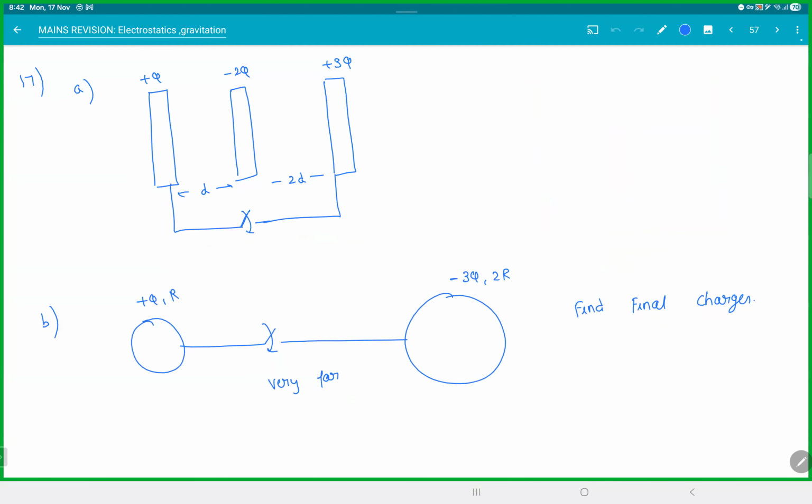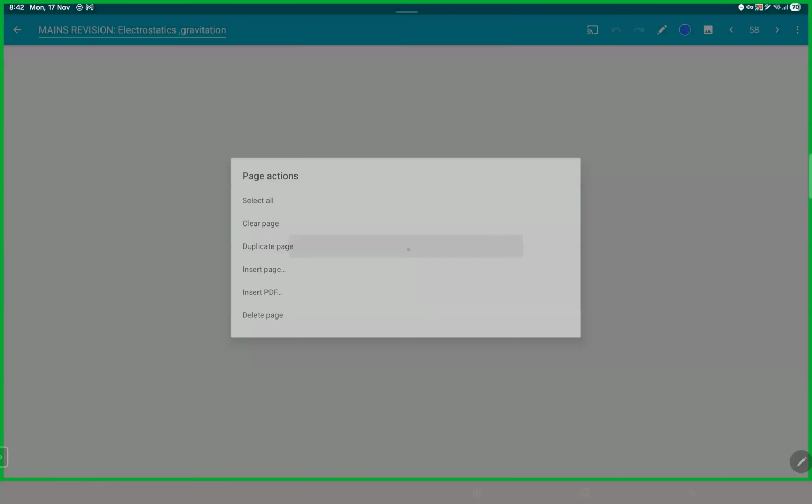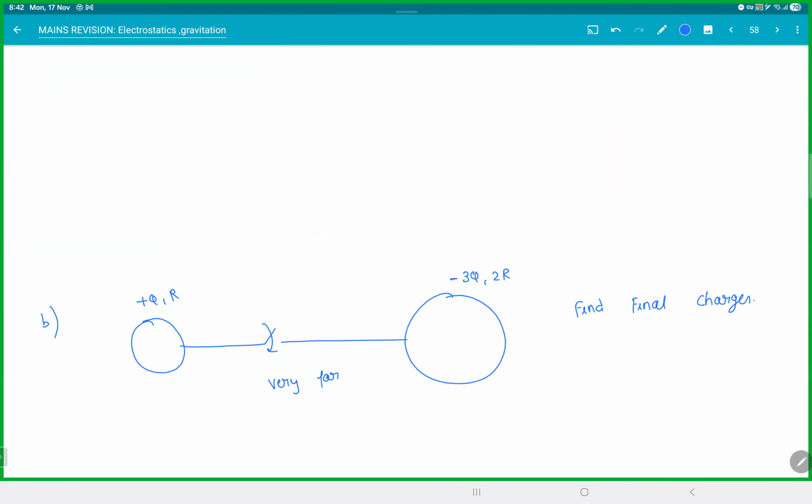What about the second one? That's easy. I can also ask you the heat produced. Then we'll use self energy. Do you guys remember the self energy formula? For a hollow shell, kq square by 2r. Solid sphere, 3kq square by 5r.